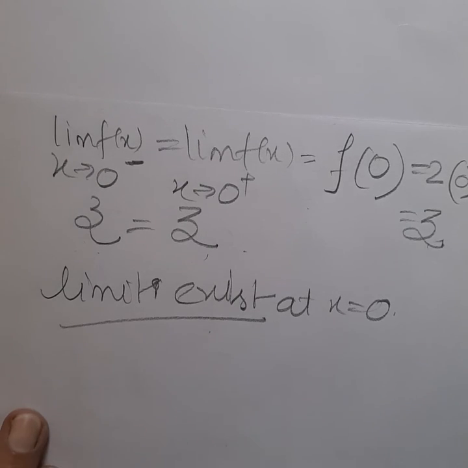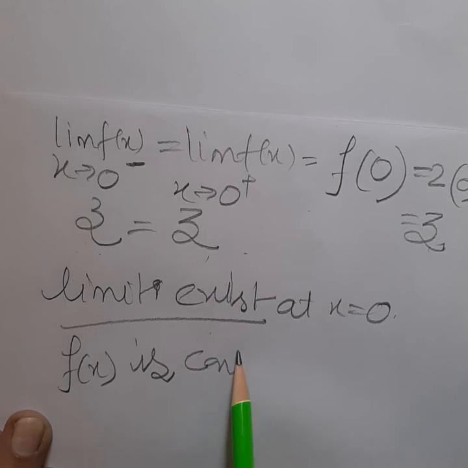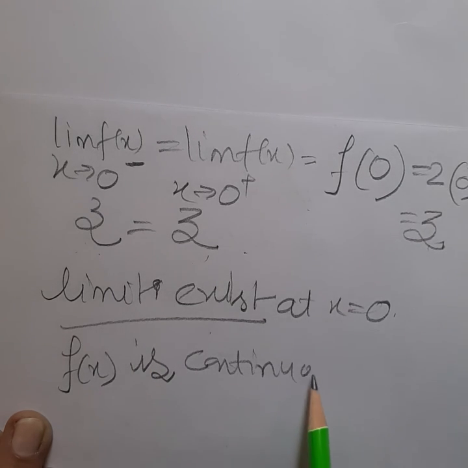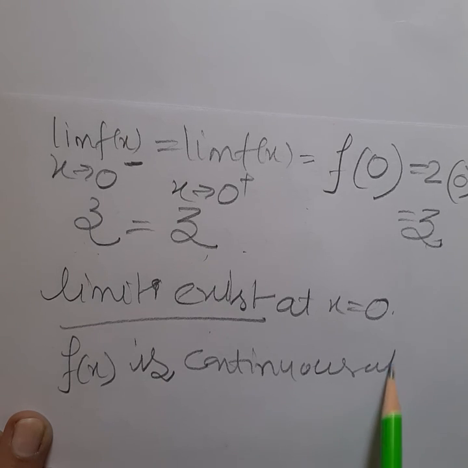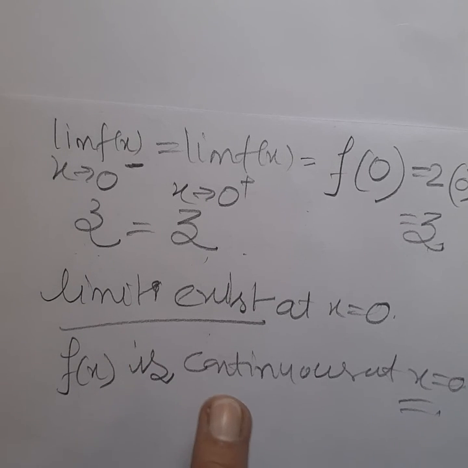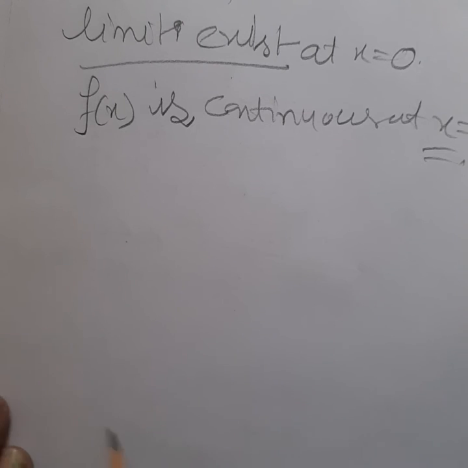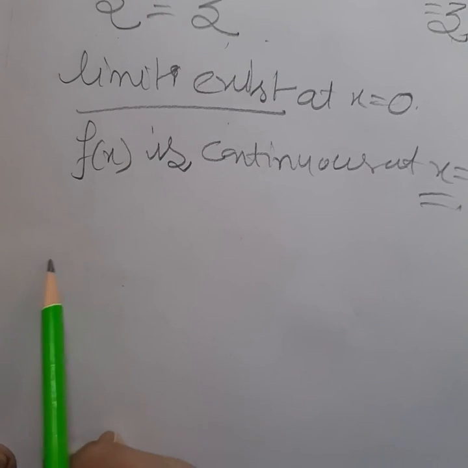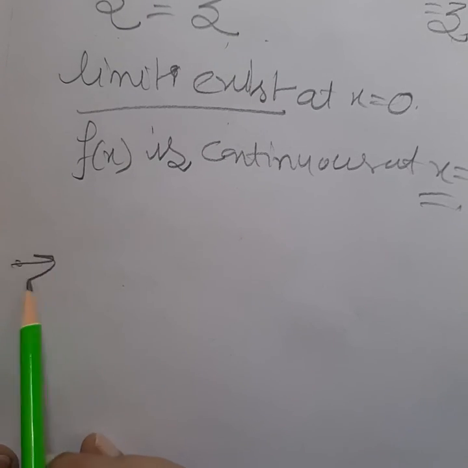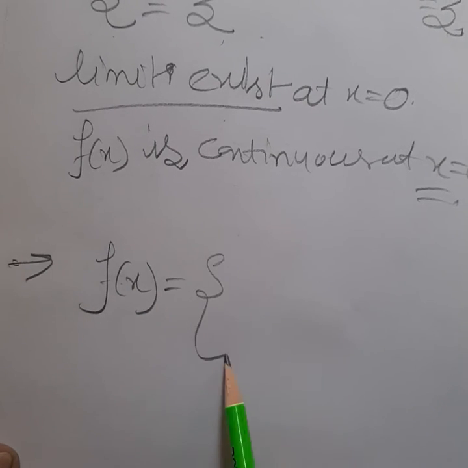So students, our function is continuous, so you can write here f(x) is continuous at x is equal to 0. So this is the condition of continuity. Now the second type is that we are already given that the function is continuous and we have to find the constant values like this.